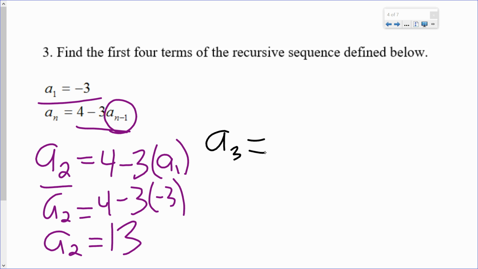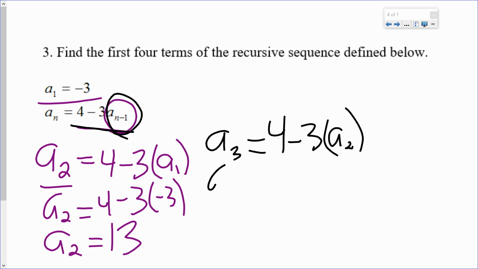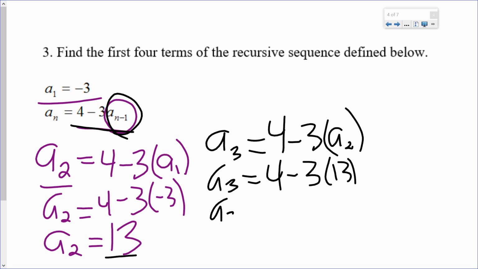Now that you tried this on your own, to find the third term, again, I'm substituting into the formula they gave me, and I'm replacing a_(n-1) with the previous term. Because I'm finding the third term, it's the second term. The second term is 13. That's going to give me negative, no, that's not right. 4 minus 3 times 13 is going to give me negative 35.